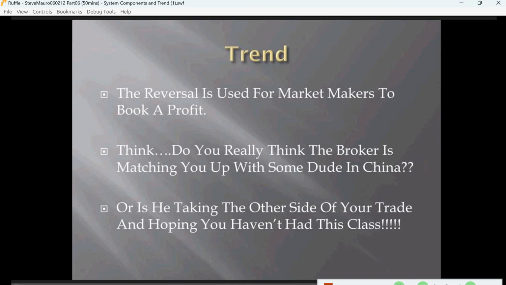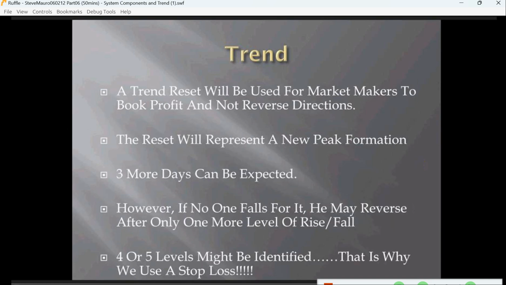The reset. Okay, trend reset is a little confusing for some. It's okay. It's a way for the dealer to correct quickly against the trend, book a profit, but continue and not reverse direction. A trend reset will be used by market makers to book a profit and continue on with the larger target, the seasonal target, or whatever they're told they need to do. The reset will represent a new peak formation. When a new peak formation forms, 2.5 to 3 more days, even 4 days can be expected. If no one falls for it, he may reverse after only one more level of rise or fall.